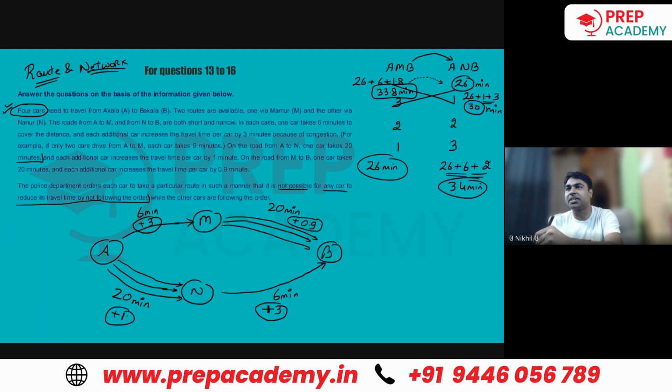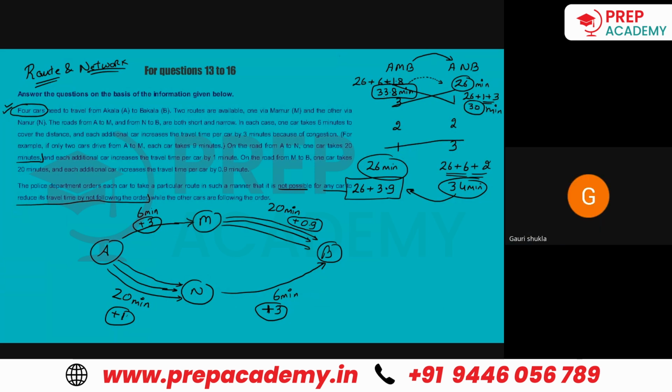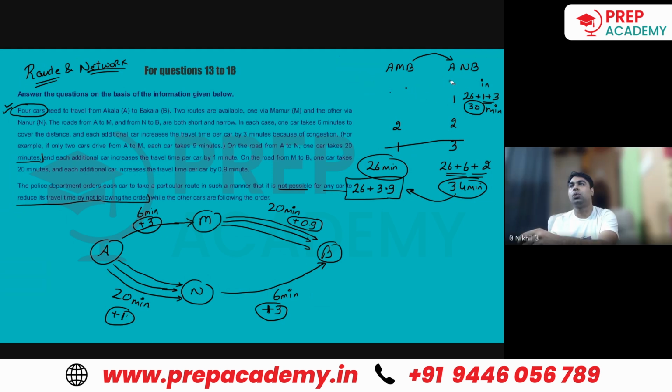Now, if the 34 minutes train, bus, or whatever it is, car, moves from here to here, it would take 26 minutes and plus 1 extra in the A and B route. So plus 3 and 0.9. So it will be able to reduce its travel time, isn't it? So 1, 3 will not also be an option. Understood now? Yes, sir.